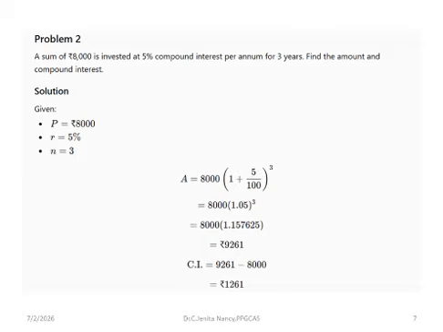Now we are going to find the solution for compound interest. The answer for compound interest is amount minus principal, that is equal to 9,261 rupees minus 8,000 rupees. That is equal to rupees 1,261. Therefore, we have found out the answer for amount as rupees 9,261 and compound interest as rupees 1,261.